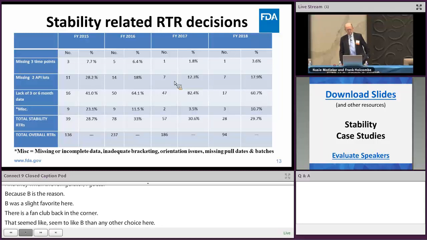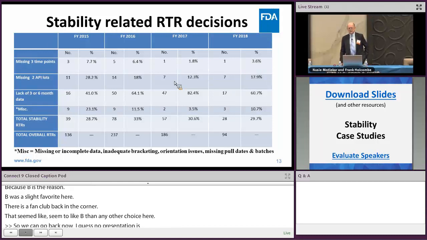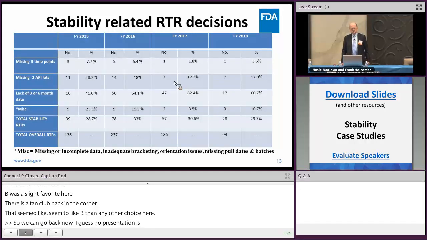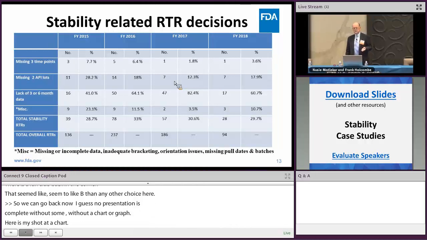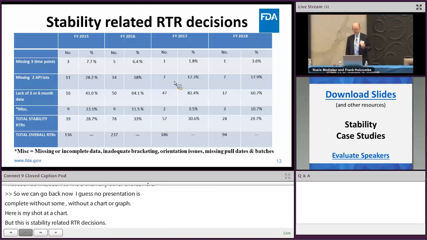I guess no presentation is complete without a chart or a graph or something. So here's my shot at a chart. But this is stability-related RTR decisions. It's not all of the choices that were just in the audience poll, but it includes a few modifications.